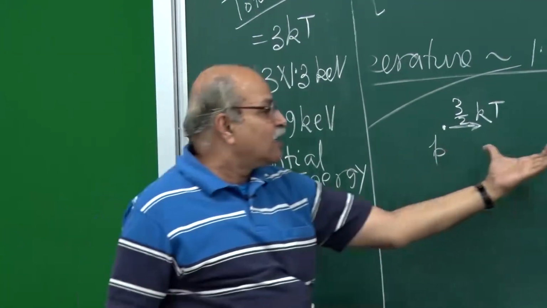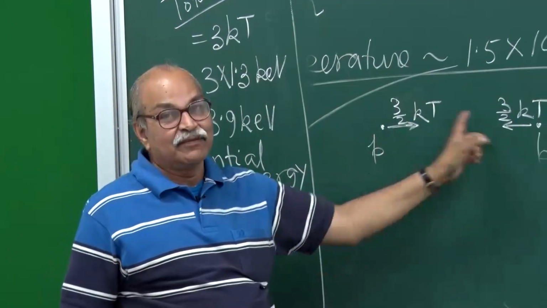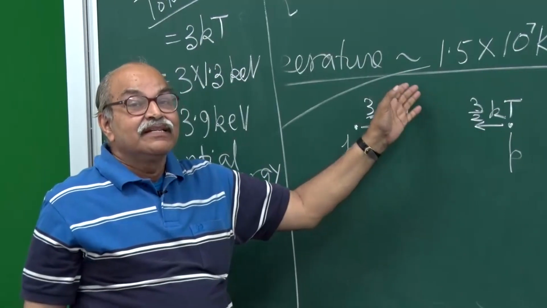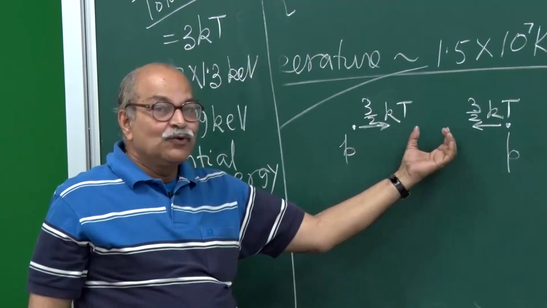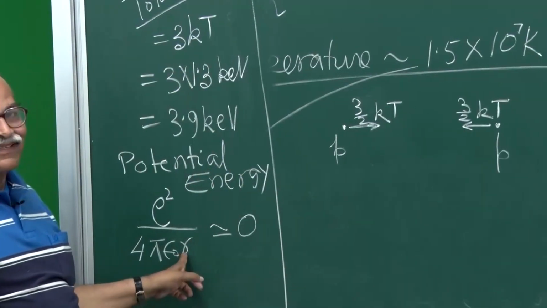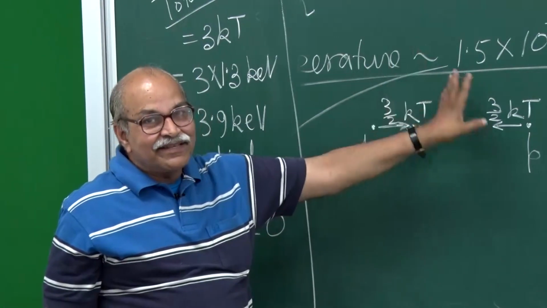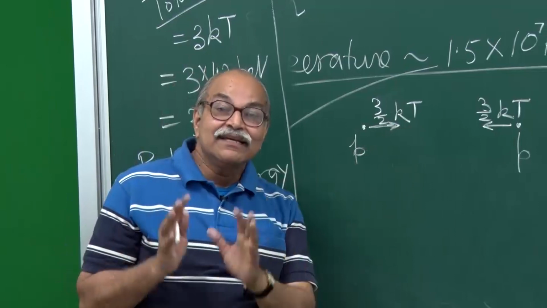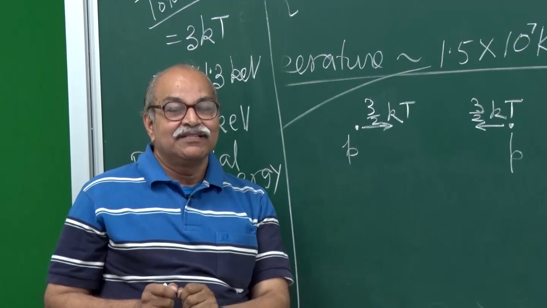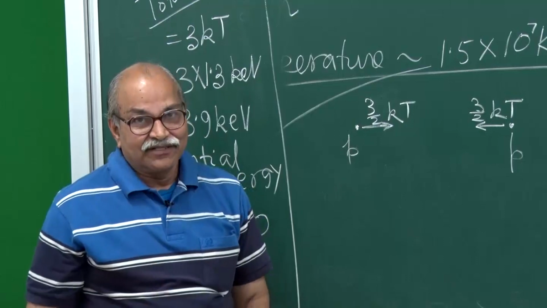Now as they come closer, their speed will decrease because they are repelling each other. Remember, this is a proton, this is a proton, so they are repelling each other. The speed will decrease. They are coming closer. R is becoming smaller and smaller, so the potential energy is increasing. Right? The potential energy is increasing, the kinetic energy is decreasing, and classical mechanics based on Newton's law tells me that kinetic energy plus potential energy should remain constant.